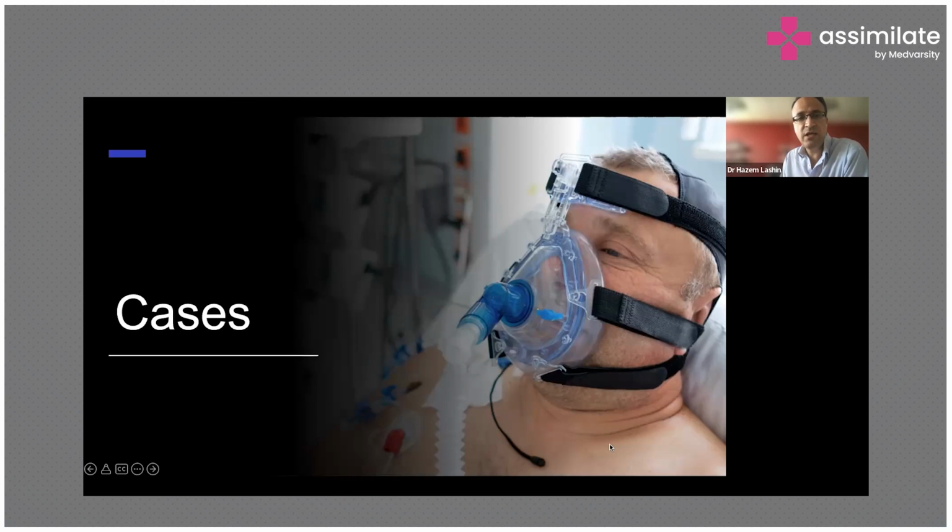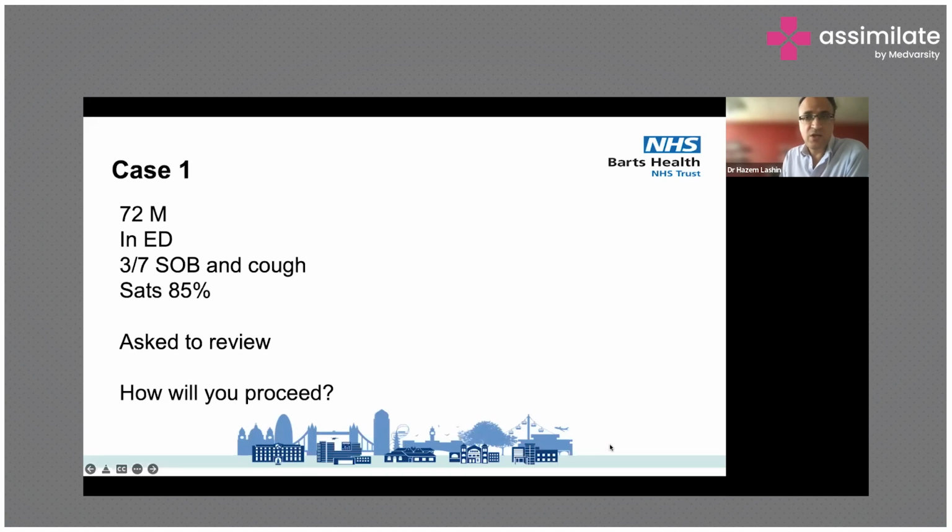So we've got a few cases to go through, so we'll talk about them and we'll see how we get on. Case 1: a 72-year-old gentleman who presented to ED with three days of shortness of breath and cough. Saturation was 85%, and as the medical officer, you've been asked to review. So how would you review? How would you proceed from here?